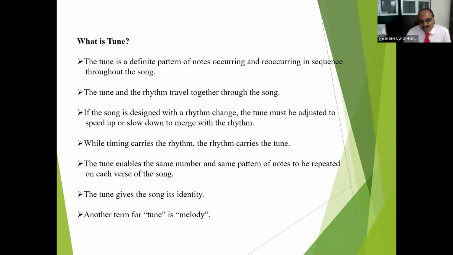While the timing carries the rhythm, the rhythm carries the tune. That's important to remember. The tune enables the same number and same pattern of notes to be repeated on each verse of the song. So I heard that you're going to do a two-verse song, a song with two verses. So the tune will enable you to create the same notes for one verse as the other verse, because the tune will be something standard.